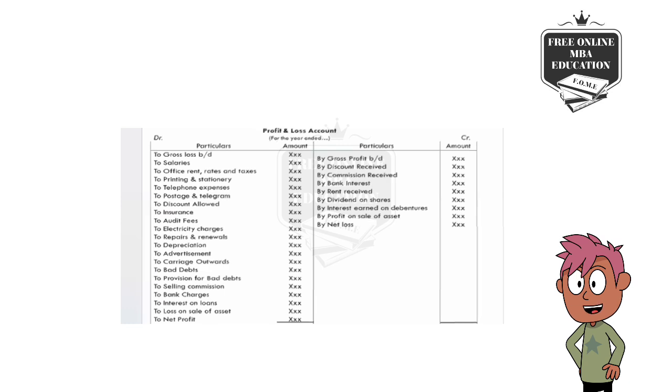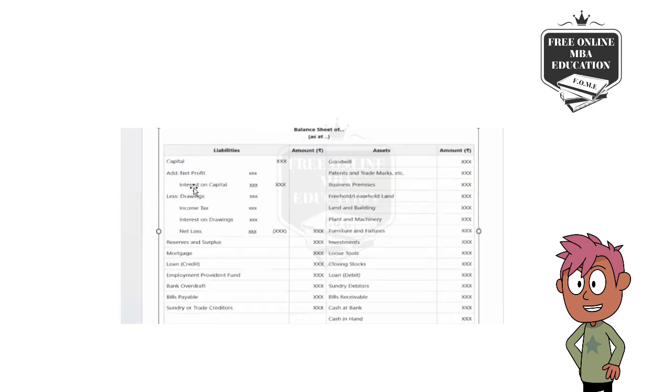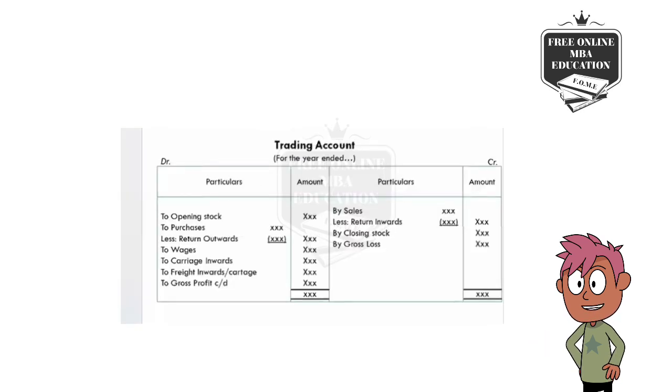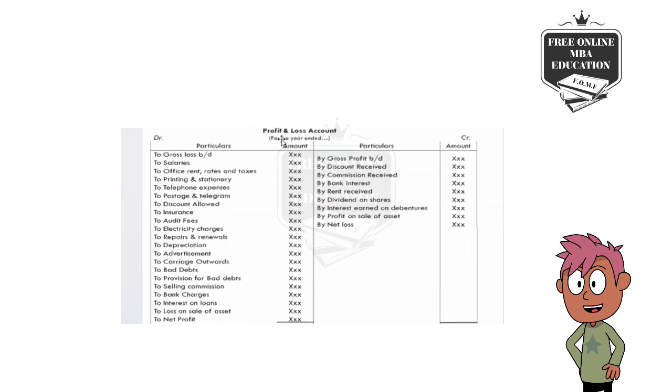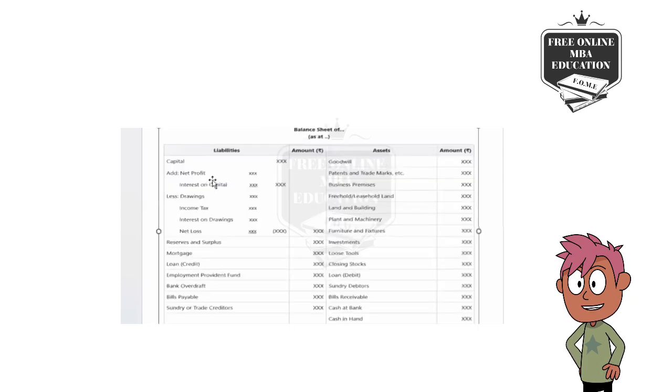Now let's check the format of the balance sheet as well. So this is the format of the balance sheet. The trading account we prepare first, and we get either gross profit or gross loss. Then we transfer this to the P&L account, that means profit and loss account. We transfer the gross loss, in case it is there, or the gross profit if it is there. By the end of this period, we get the net profit or net loss. Whatever the scenario is, we transfer this net profit or net loss to the balance sheet.